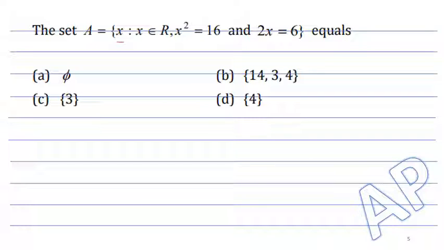The set A is equal to the set of all x such that x belongs to R and x square is equal to 16 and 2x is equal to 6.